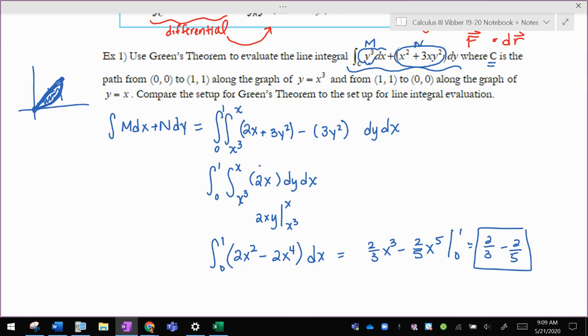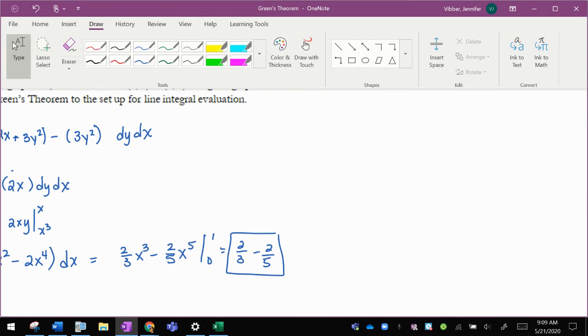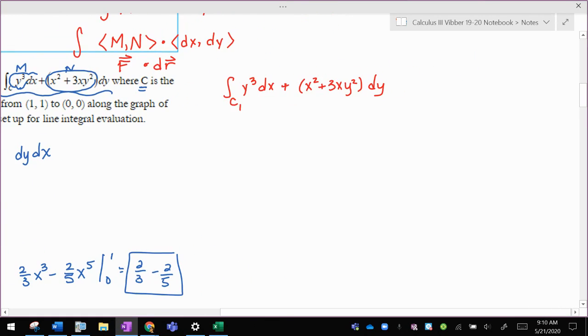Okay. Had I not used Green's theorem and instead had evaluated this the old way, here's what that would look like. So I would be taking the integral of y cubed dx plus x squared plus 3xy squared dy along C. But C has two parts. So I would actually need to evaluate that along C1, evaluate it along C2.